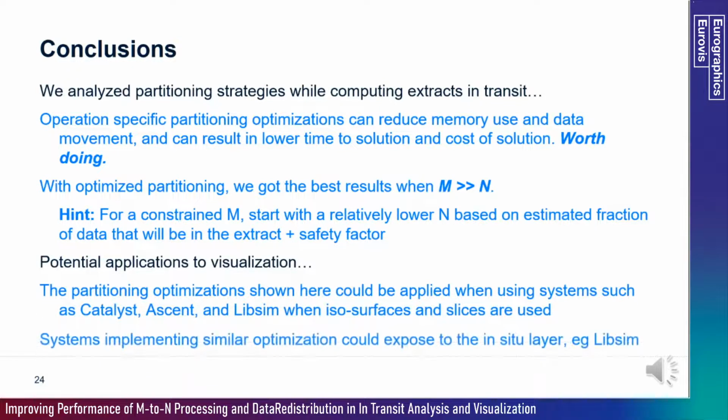Some potential applications to visualization: the way the system's currently set up, we could apply the same partitioning optimizations, for instance with Catalyst, Ascent, or libsim when they were rendering slices or isosurfaces. This would require some coordination. We'd have to make sure that the partitioner was configured to use the same slicing parameters or isosurface values that the rendering library was, but that could be beneficial, and it wouldn't require modifying any of the adapter codes.